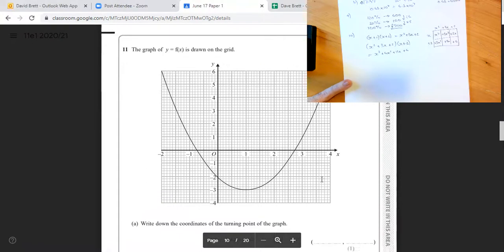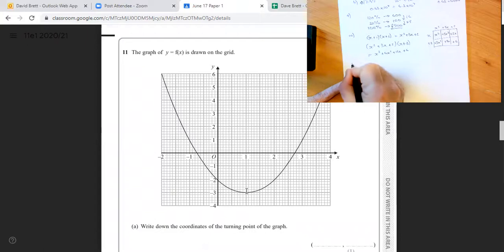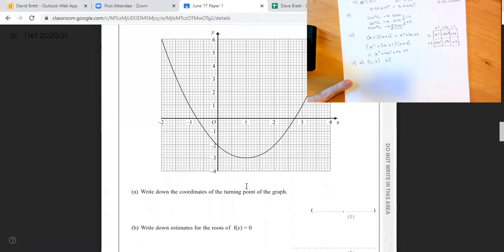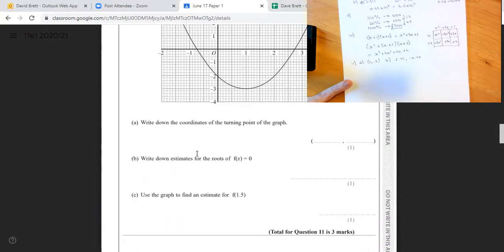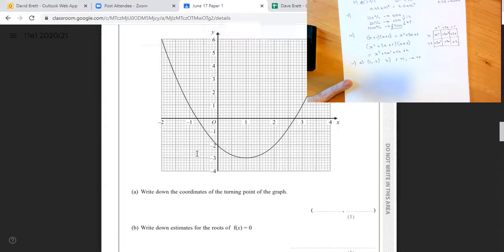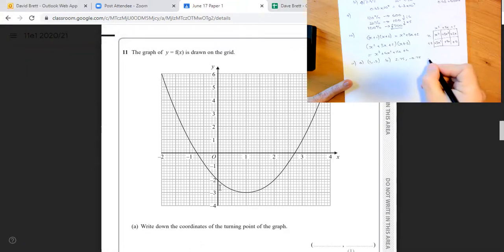Okay, so question 11. Write down the coordinates of the turning point. So the turning point is this point here. So that turning point is (1, minus 3). Part B says write down estimates for the roots of f(x) equals 0. So that's saying where does it cross the x-axis. So it crosses the x-axis here at 2.75 and minus 0.75. And use the graph to find the estimate for f(1.5). So when x is 1.5, go down to the curve, and I get minus 2.8.